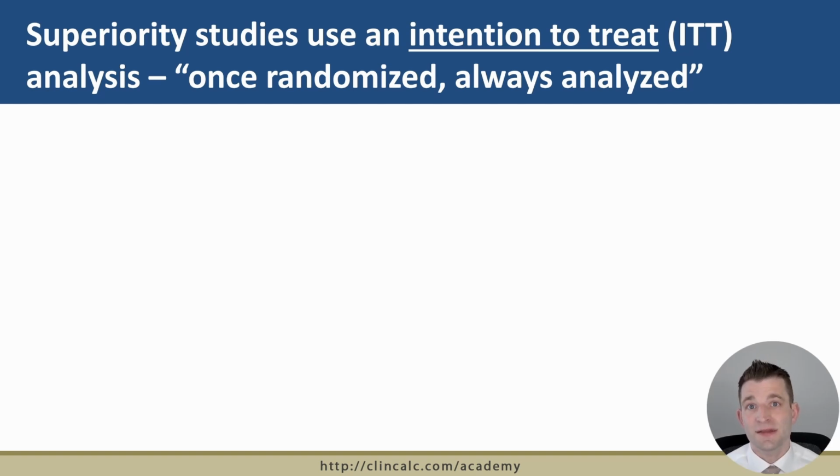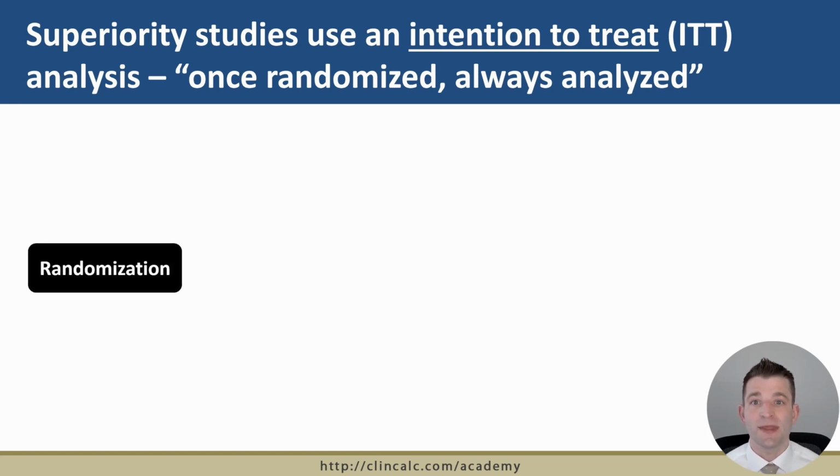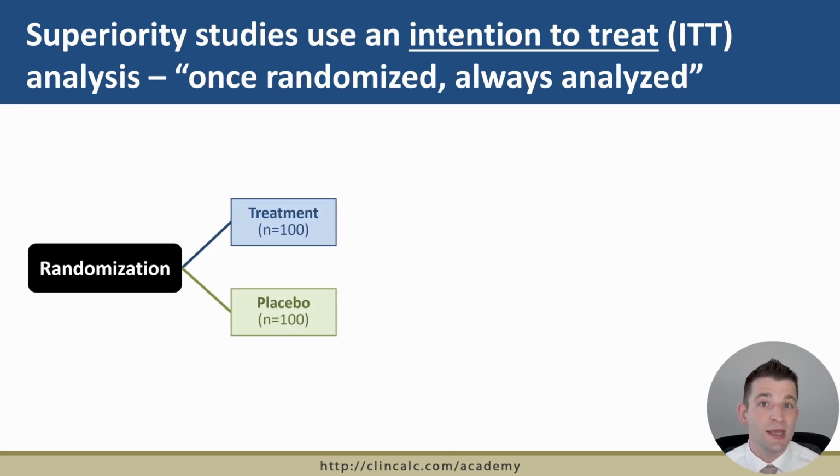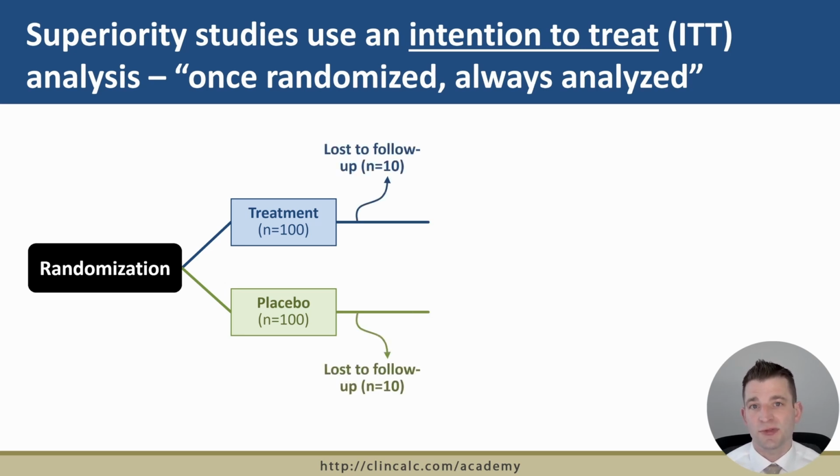Now, when we analyze the patient population for superiority, we use a principle called intention to treat, or ITT. A term for this is also once randomized, always analyzed. What that means is that once a patient is randomized, let's say to treatment or placebo, and let's say we had 100 patients per arm, and during that trial period, we might lose some patients to follow-up. So in this example, we lose 10% of our patients to follow-up.